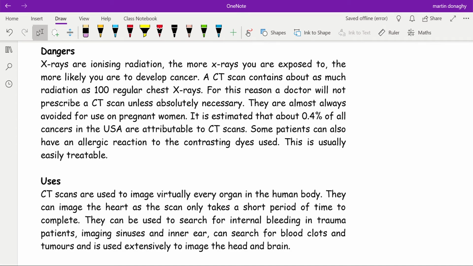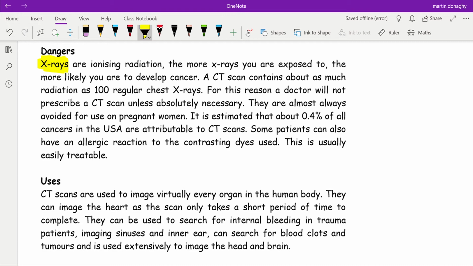Okay, in this video we'll look at the dangers and uses of CT scans. The main problem with CT scans is they use X-rays. X-rays are ionizing radiation, and a problem with any ionizing radiation is the more of it you get, the more it increases your risk of developing mutations and cancers. So an X-ray alone will do that, which is why people minimize the amount of X-rays you get.